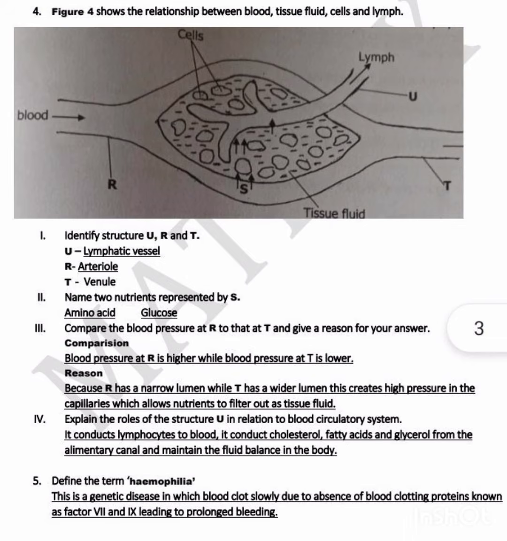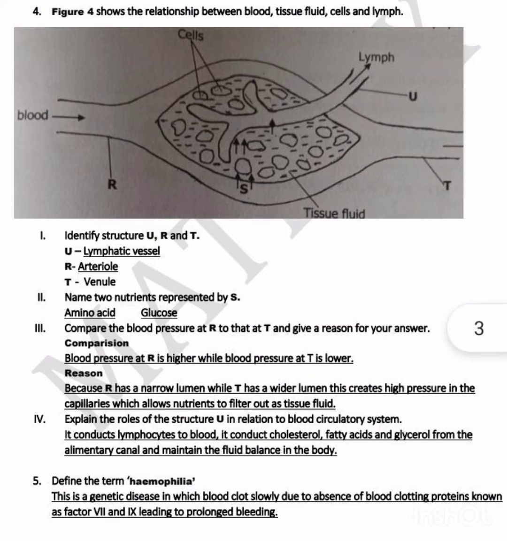So structure U is the lymphatic vessel. Structure R, that is our arteriole. Then structure T, that is the venule, which represents the blood vessel called a vein. So U, lymphatic vessel; R, arteriole or artery; T, venule or vein.